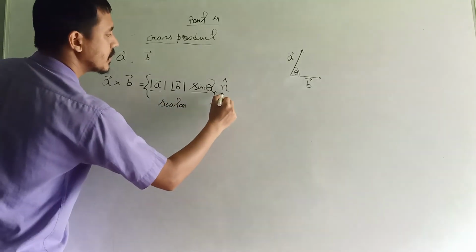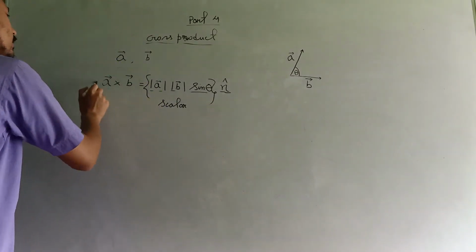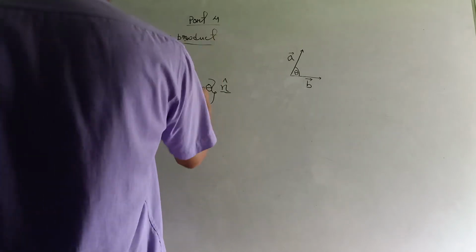Okay? But this is a unit vector. Unit vector represents the direction. So that makes A cross B a vector quantity. Alright? Now there are some results that we need to know, some small results.